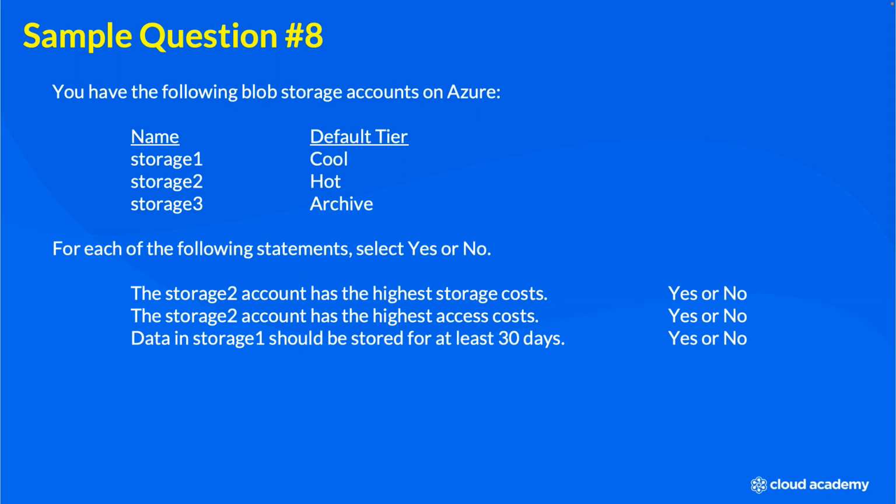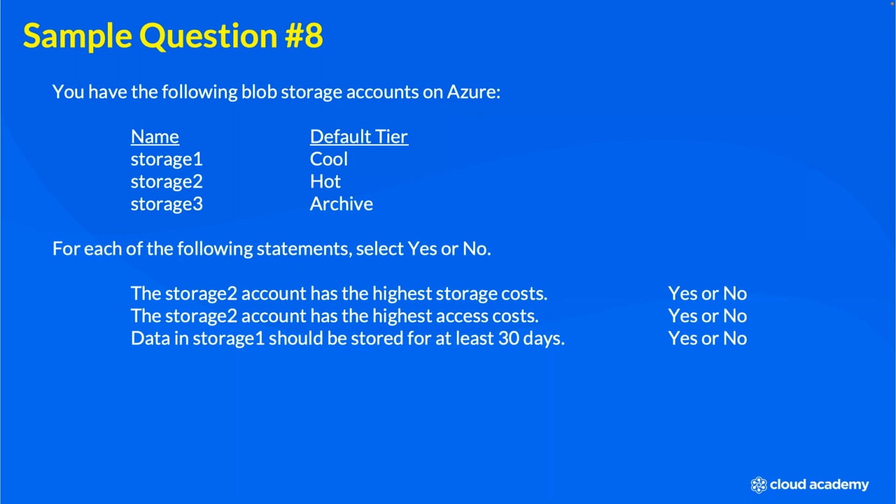So now this is the question type I was telling you about, where you have 3 true-false questions on the same page on a particular topic. But you have to get all 3 of them correct to get full points for this sort of overall question, if you will. Okay, so the first one is, the storage 2 account has the highest storage costs, yes or no? Well, let's take a look. So storage 2 has a default tier of hot.